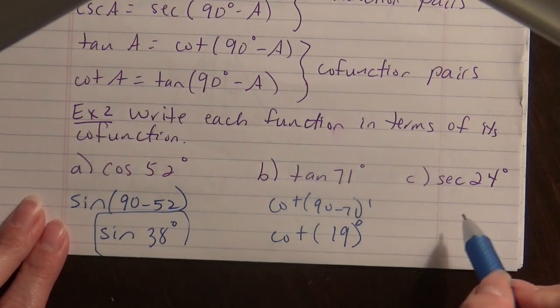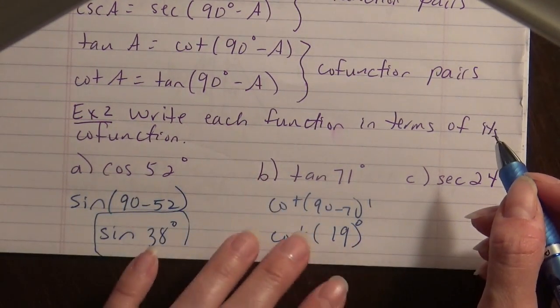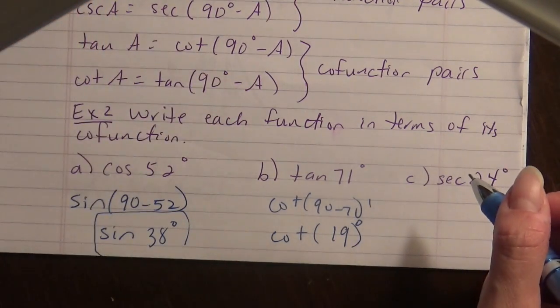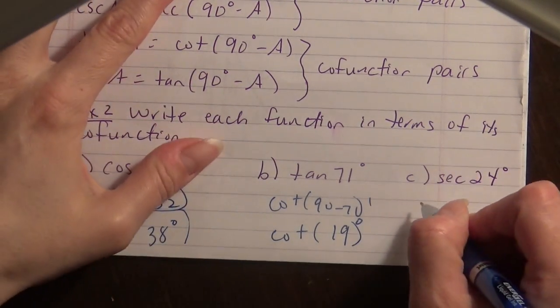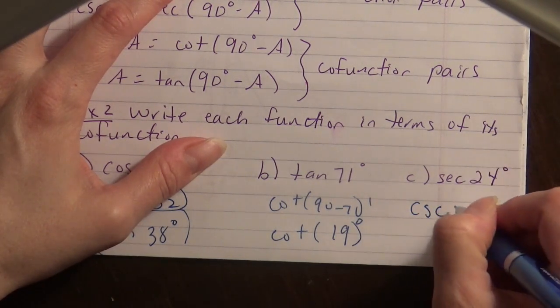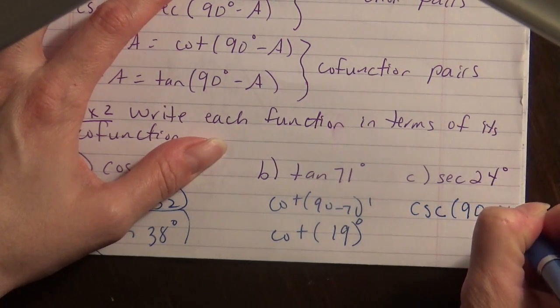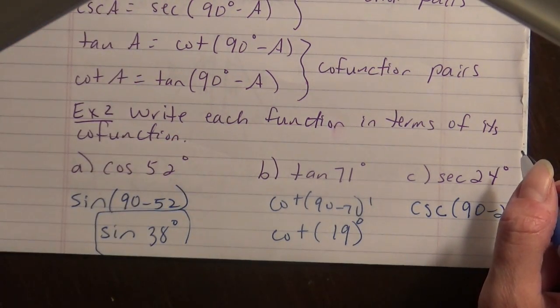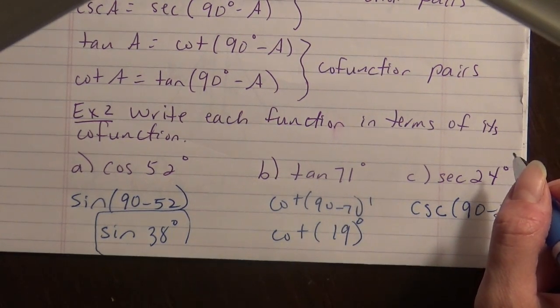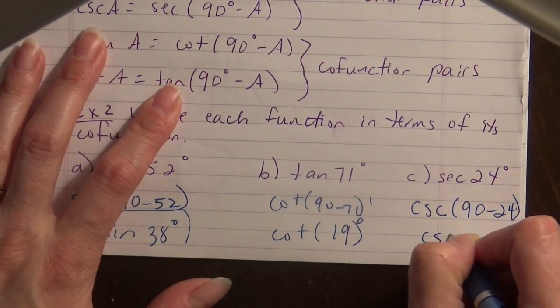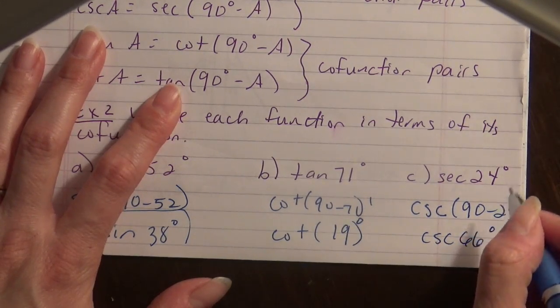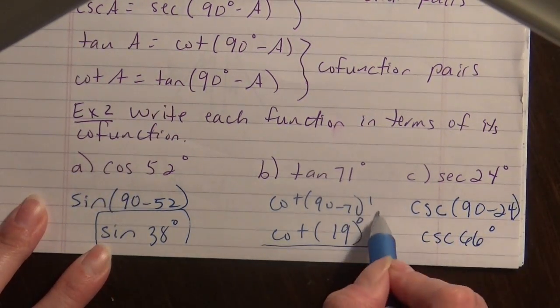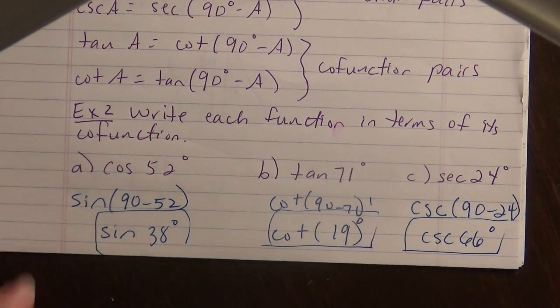And then for part C, secant of 24. The cofunction pair of secant is cosecant, and it's going to be 90 minus 24. 90 minus 24 would be, I believe, 66. So cosecant 66 degrees. So the cofunction pairs are not difficult. Just try to remember which ones go together.